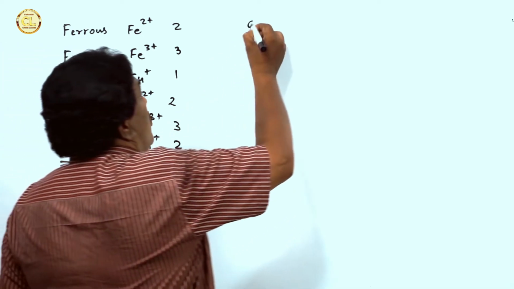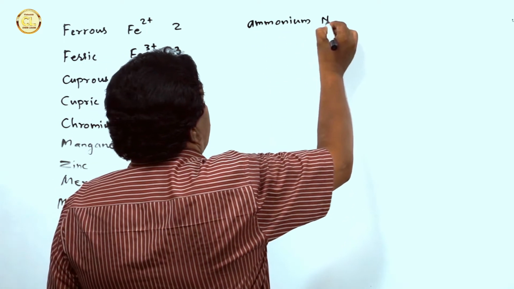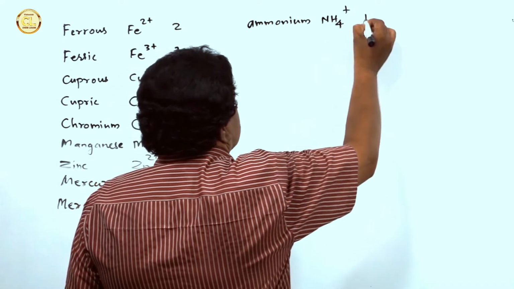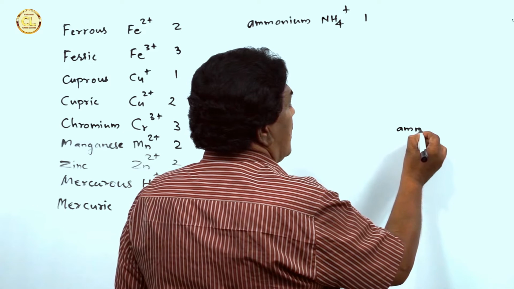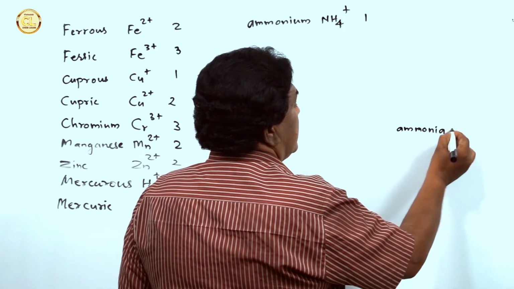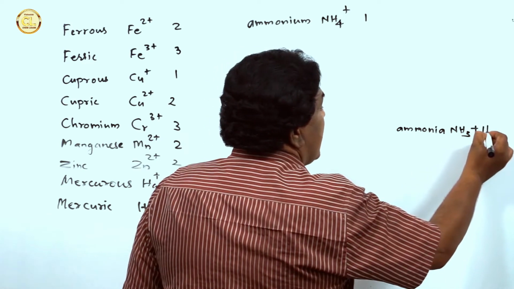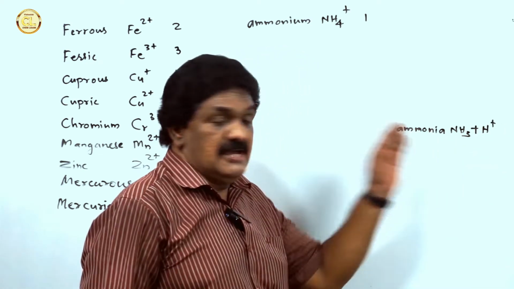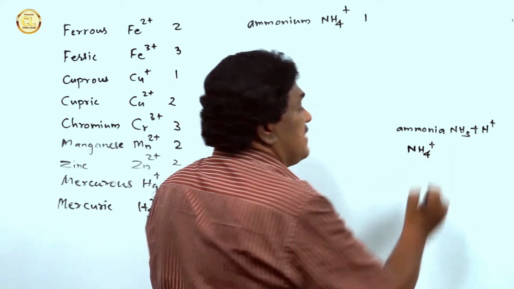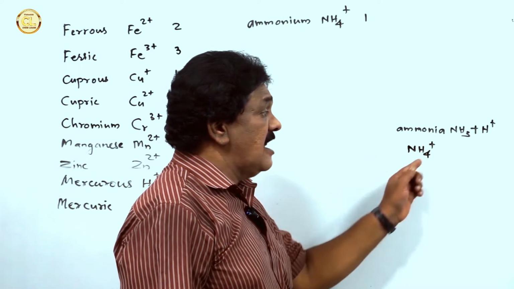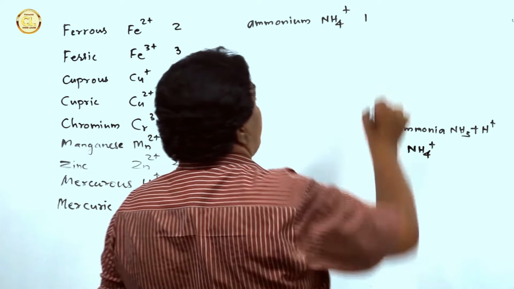Then ammonium, NH4 plus, valency is 1. You know, ammonia is NH3. If a hydrogen ion is added to ammonia, we get ammonium ion, NH4 plus. This is ammonium, this is ammonia. So ammonium ion is NH4 plus.